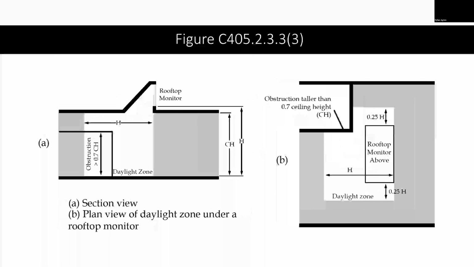So same thing. And then we also have a rooftop monitor. This one's a little more complicated, because we're taking the ceiling height, and then we're also taking the bottom sill height of our rooftop monitor. So from the floor to the bottom sill of our rooftop monitor. And then the daylight zone is going to project for where we are throwing the light with our rooftop monitor. And same thing about the obstruction. If it's 0.7 of the ceiling height, then it stops the zone.